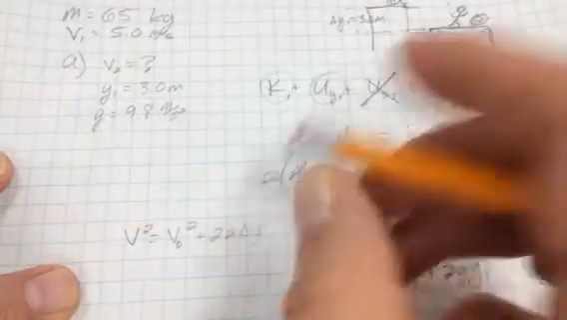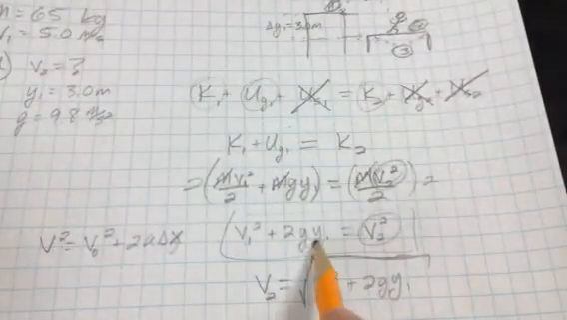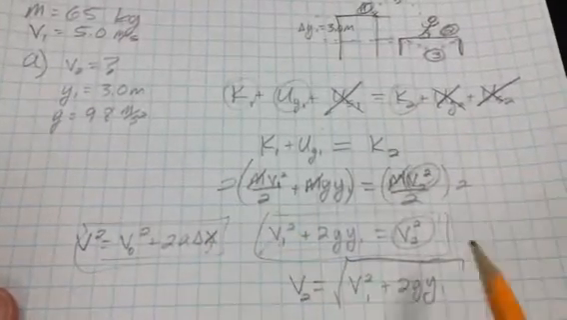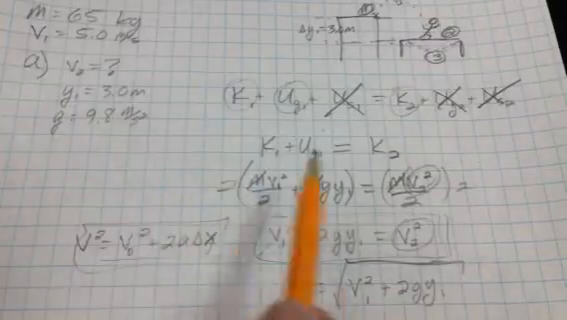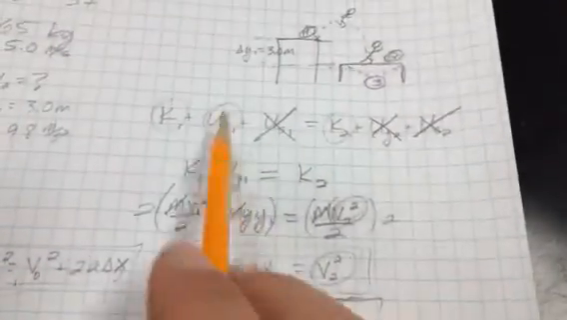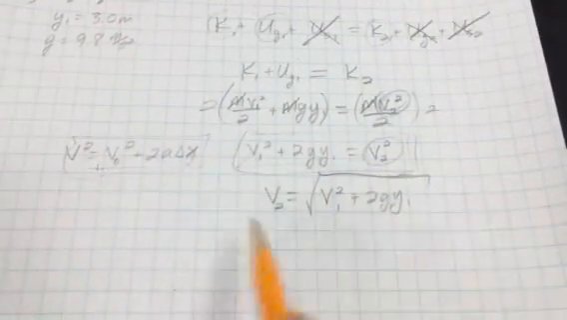In this case, I think they listed it as x, but in this case we're displacing in the y direction. Notice the similarity. That's not an accident. That's why I said you could either approach this part of the problem by kinematics, or you could approach it from a conservation of energy standpoint.